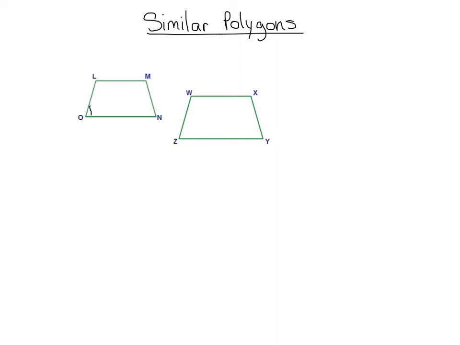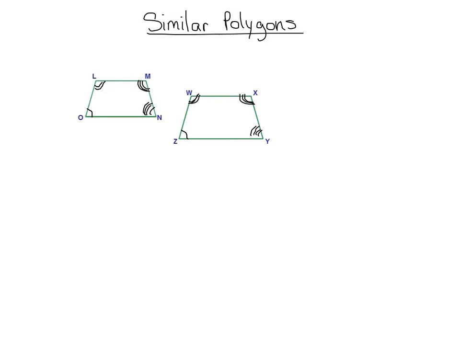So angle O, let's try that again. Angle O will be congruent to angle Z in this case. Angle L will be congruent to angle W. Angle M will be congruent to angle X, and angle N will be congruent to angle Y. Now there's something important about the corresponding angles. As we just looked at, O is corresponding to Z, L is corresponding to W, and so on and so forth.